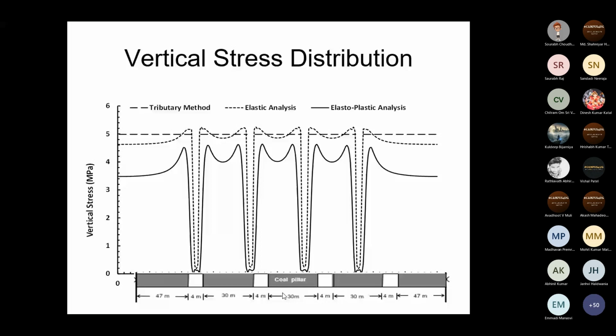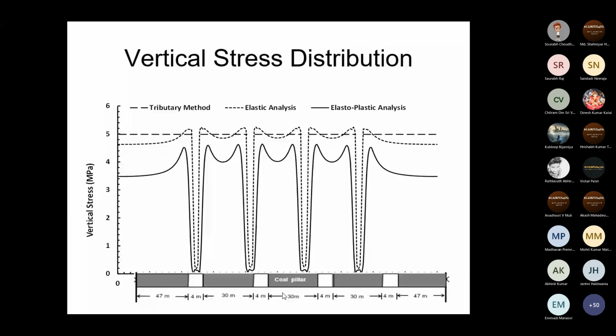So you can see there are three different lines. One line is horizontal, and there is a small dotted line, and then there is a firm line. On top of this figure, you'll see there are three types of analysis through which these stresses have been drawn. One is called the tributary method, second is the elastic method, and third is the elastoplastic condition.